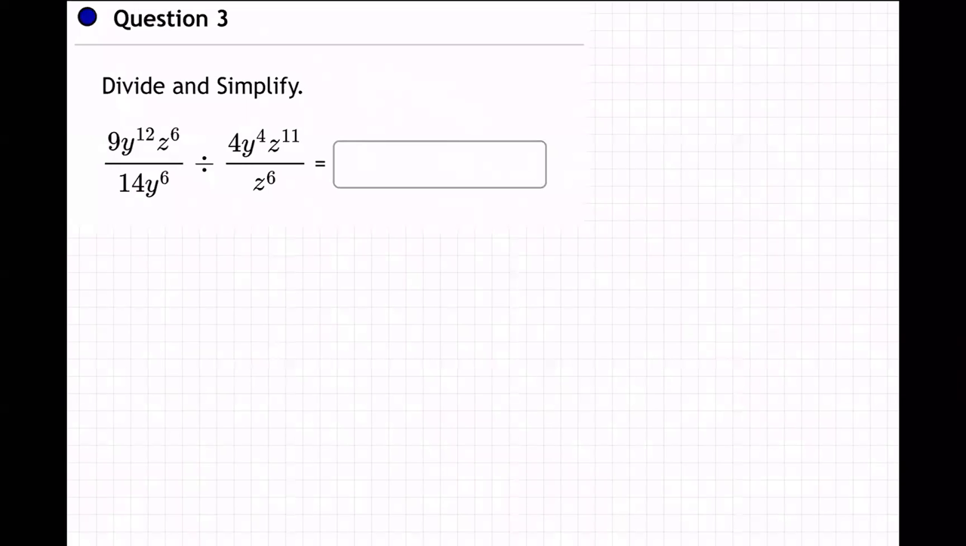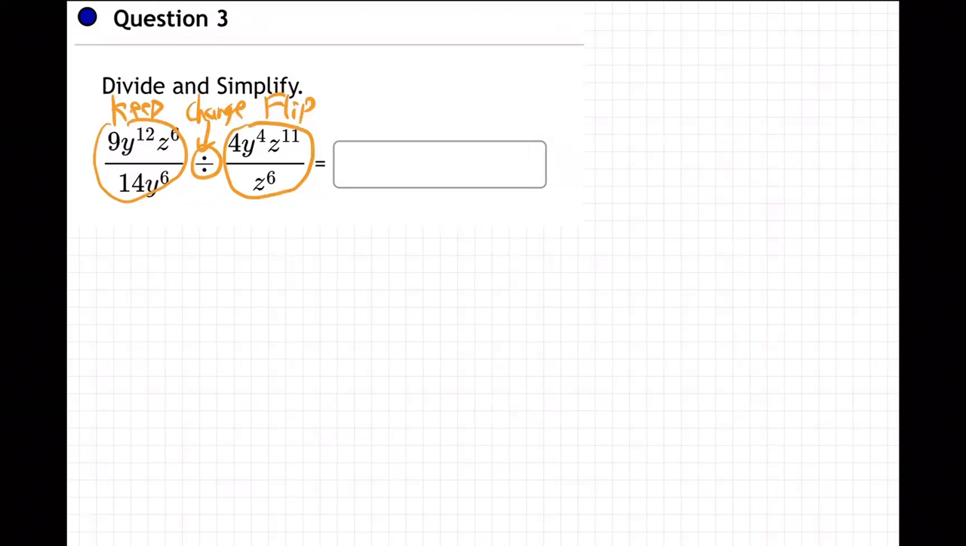So on this one, now we're dividing. So how do we divide fractions? Well, let me remind you, what we do for dividing is we keep the first fraction, change the sign in the middle to multiply, and then flip this fraction. Keep, change, flip.